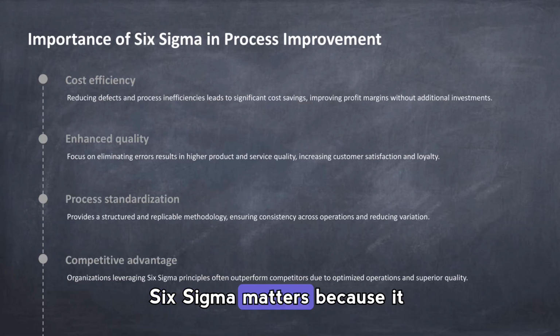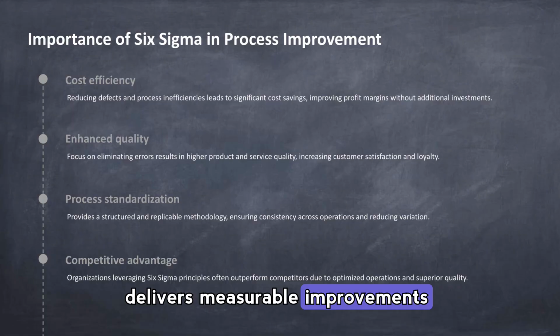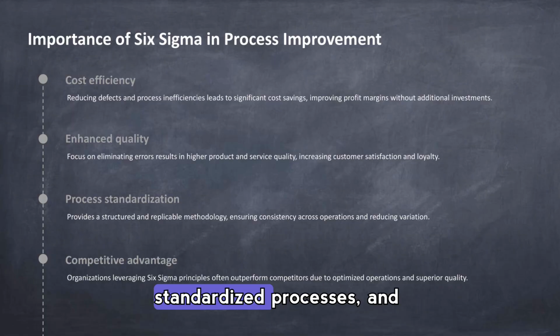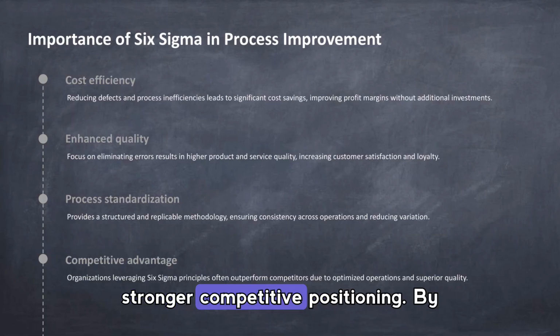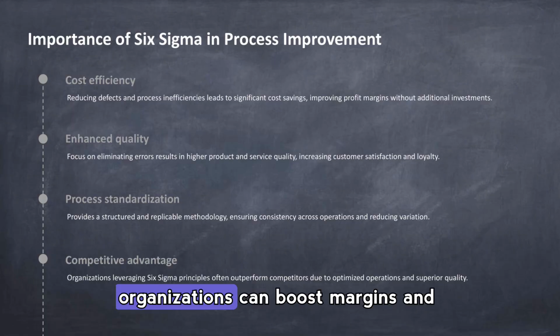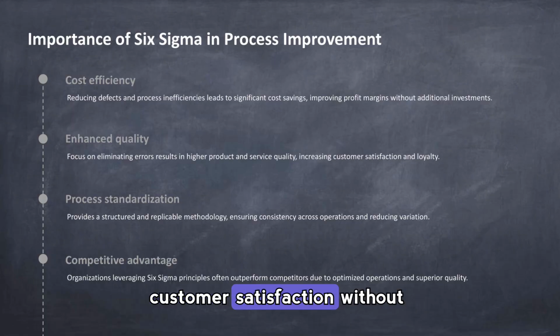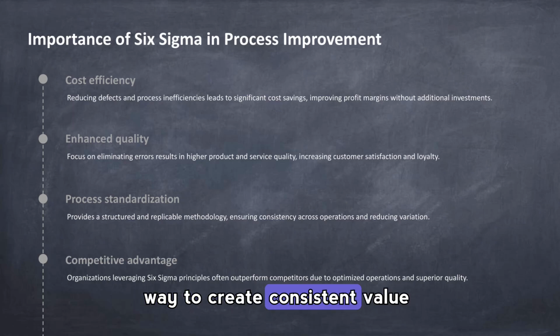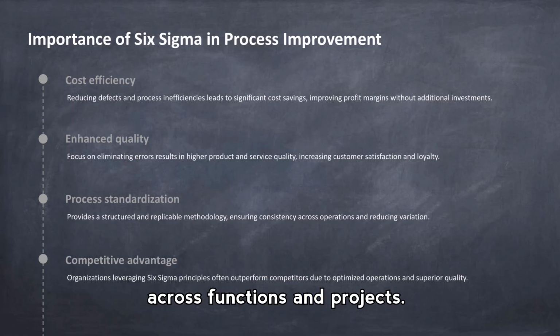Six Sigma matters because it delivers measurable improvements like cost savings, higher quality, standardized processes, and stronger competitive positioning. By cutting defects and inefficiencies, organizations can boost margins and customer satisfaction without necessarily increasing spending. Think of Six Sigma as a disciplined way to create consistent value across functions and projects.